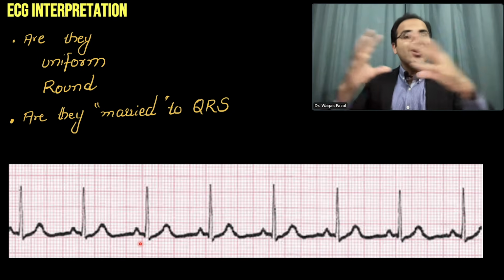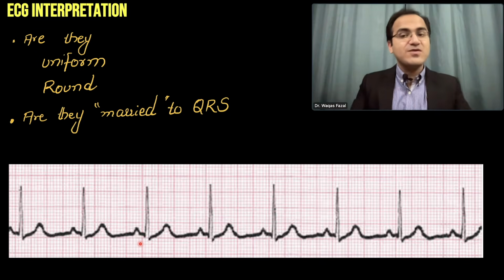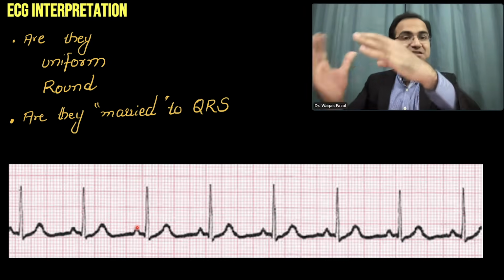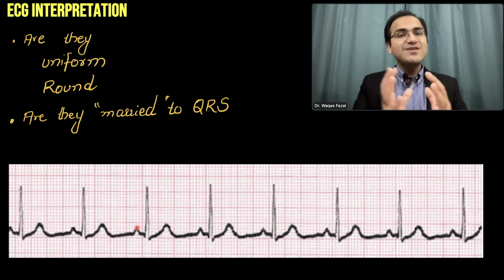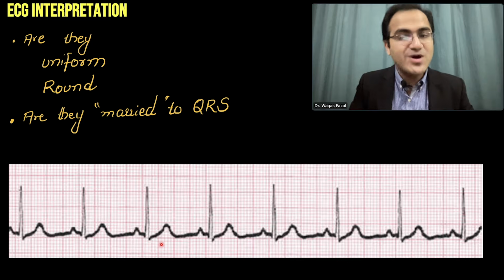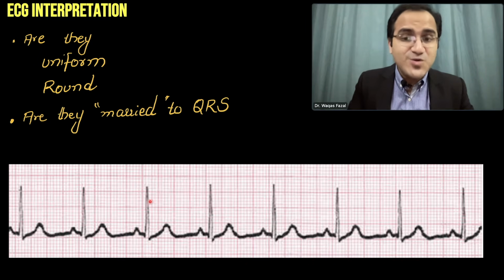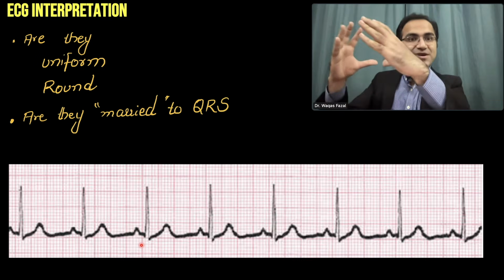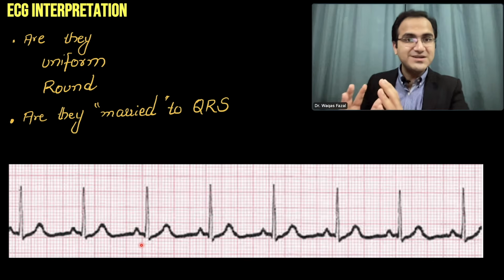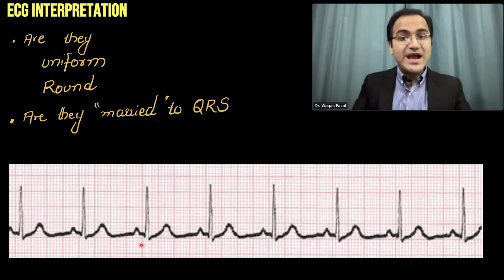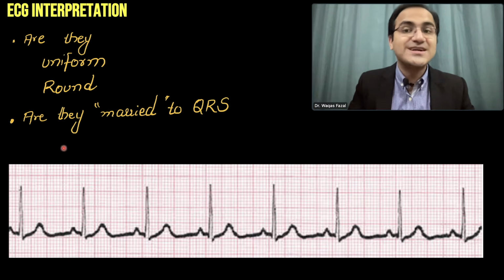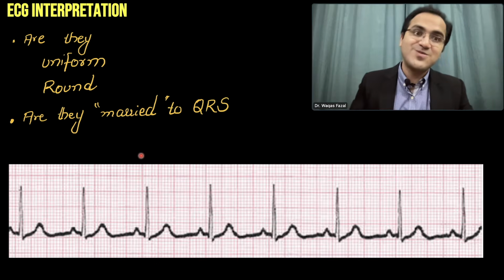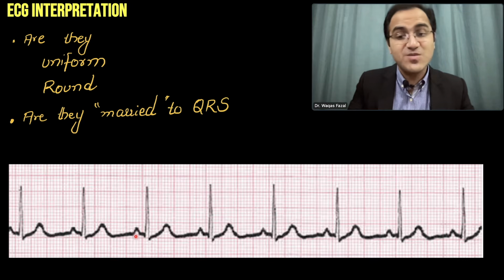Normally, when the atria contract, you see a P wave and the signal from atria travels to the ventricle and then the ventricles contract and you see a QRS complex. Now, if after a P wave the QRS complex is absent, it means that the signal is not traveling from the atria to ventricles and there is a block. So you must always look whether the P waves are married to QRS complexes or not, or the QRS complexes following P wave or not.